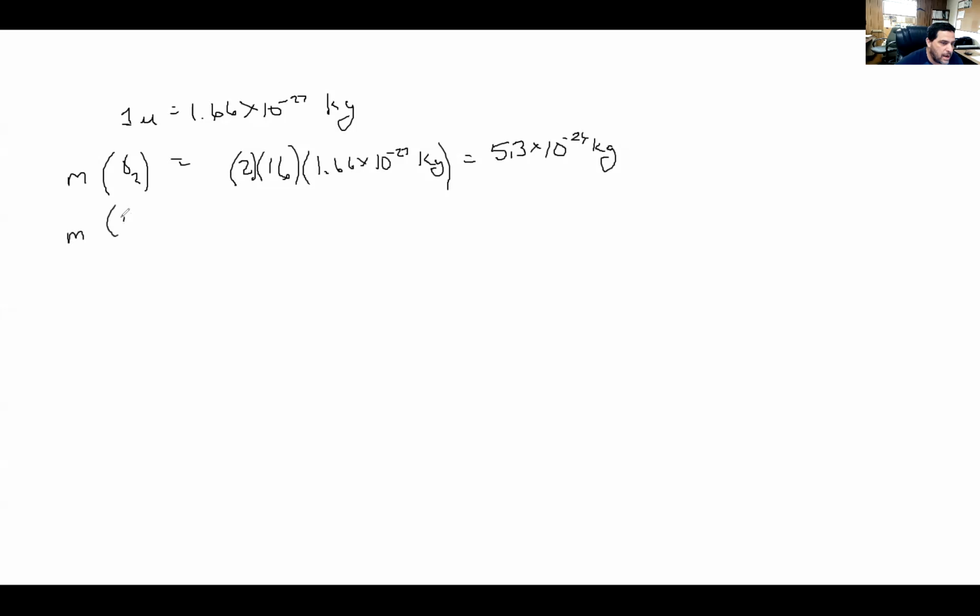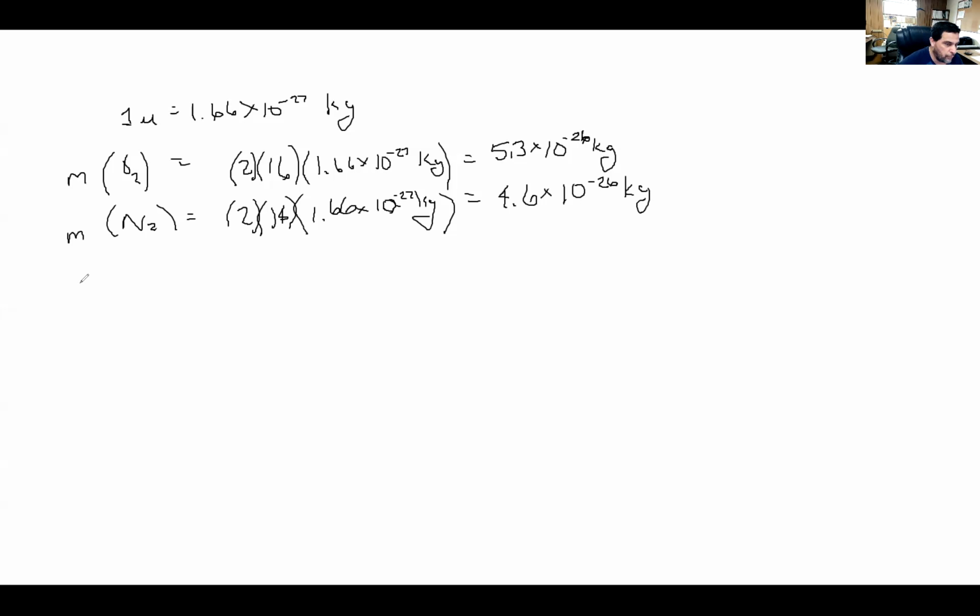The mass of your nitrogen is 2, and 1 nitrogen is 14. So 2 of them would be 28, times 1.66 times 10 to the minus 27 kilograms. And hopefully some of this is a bit of a review from a chem class that you either took in high school or at the college level. Again, this is 10 to the minus 26 kilograms.